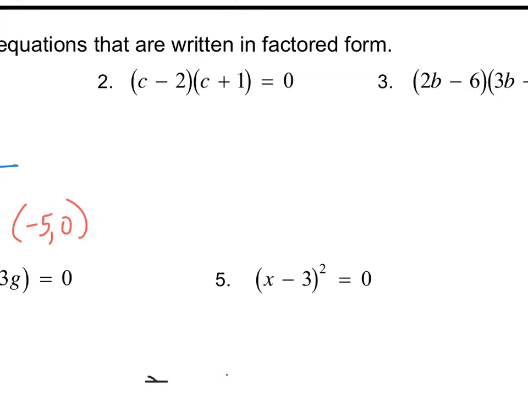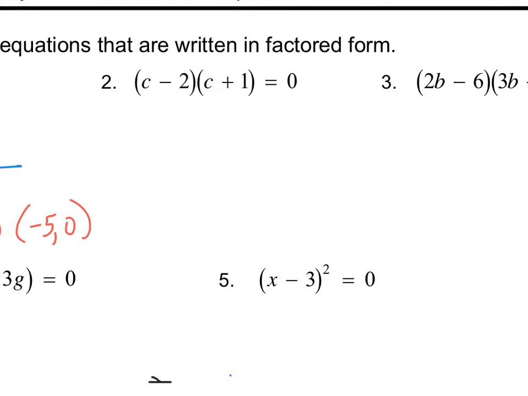Okay, so let's go ahead and look at number 2. We're going to do the same thing. We're going to set each factor equal to 0 and solve it. So I want you to pause your video, solve number 2, and write your answer. You can write it in any of the three forms: x equals, a data set, or ordered pairs. So pause your video, solve number 2, and then come back for the explanation.